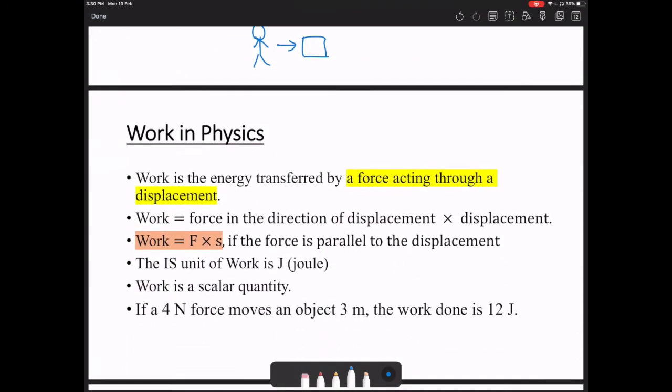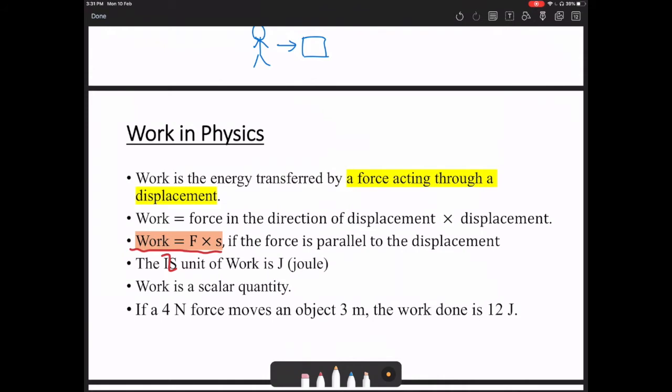In physics, we define work equals force times displacement. Okay, here. Work equals force times displacement, if the force is parallel to the displacement. This is the only case we will discuss in this chapter. So this is a new quantity. And then the SI unit of work is joule. SI unit means this is an international system unit, okay? So it's like a standard unit of work.